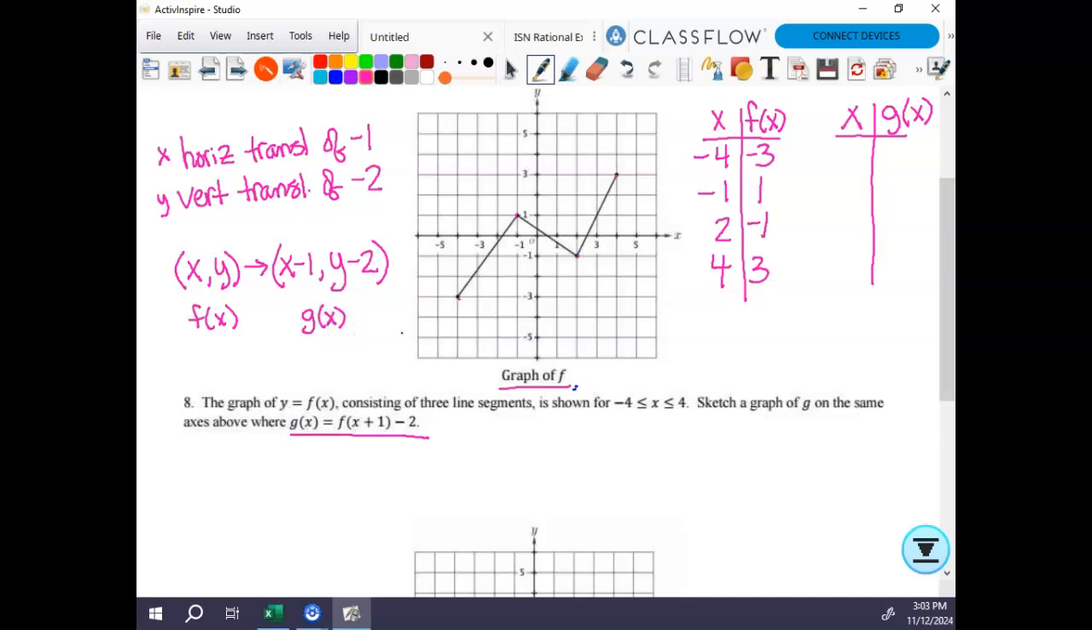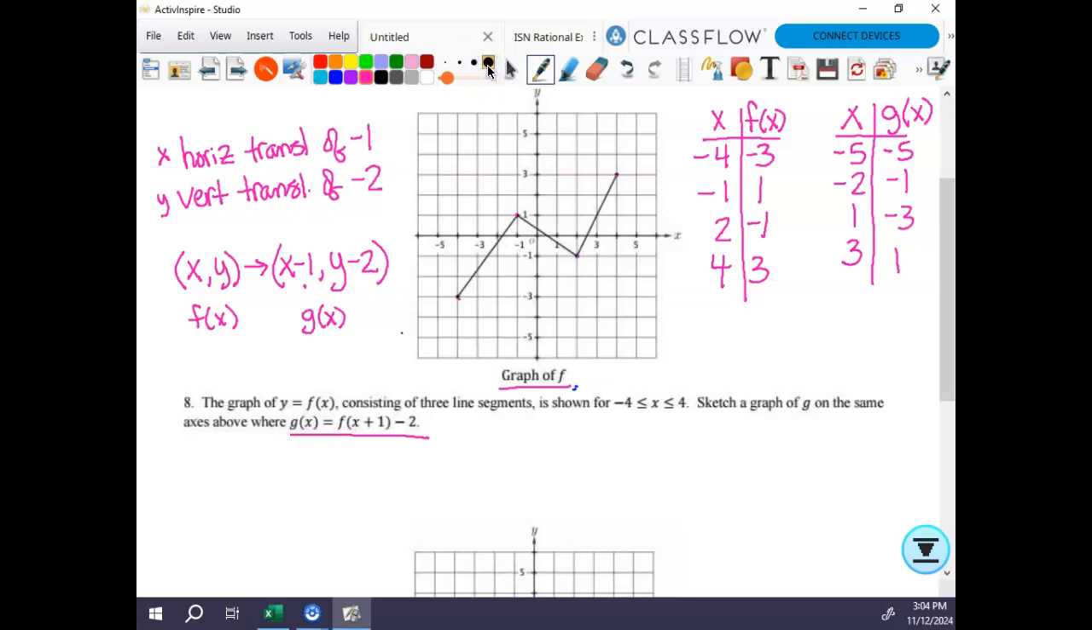Okay. So for each one of these, I'm going to take the x for all the x values. I'm going to subtract 1. So this is -5, -2, 1, and 3. And for all the y values, I'm going to subtract 2. So that's -5, -1, -3, and 1. And then that gives me my new points to plot here.